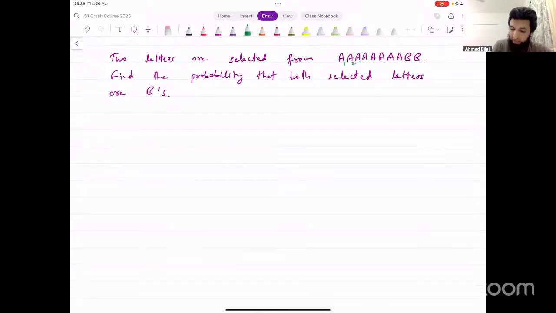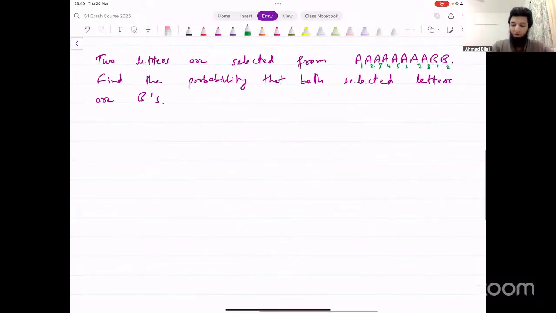We say this is A1, A2, A3, A4, A5, A6, A7, A8, and then B1 and B2. These are 10 letters in total. And we're assuming that all of them are different letters. Now, if all of them are different, then what's the probability of selecting two Bs?